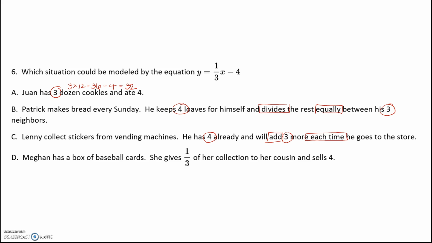All right, D, don't get fooled just because it has a 1/3. You're looking for a 1/3. It says Megan has a box of baseball cards. She gives 1/3 of her collection to her cousin and sells 4.